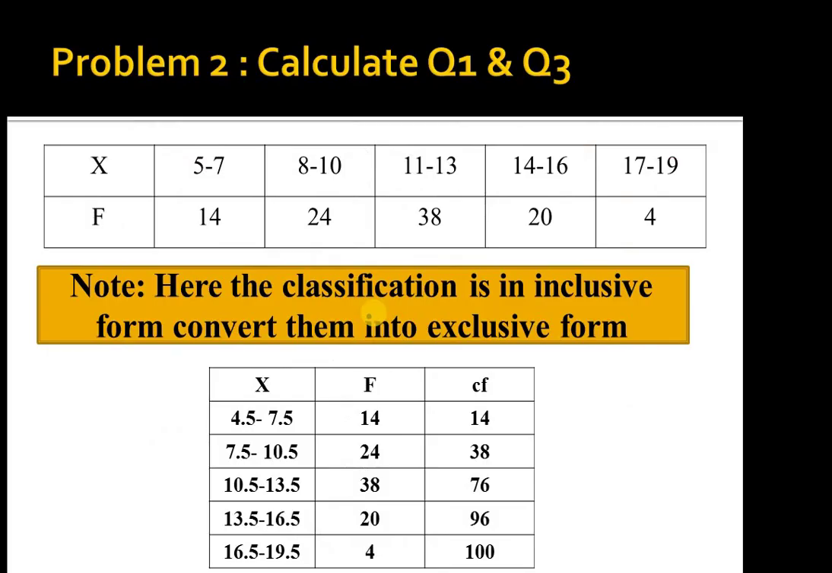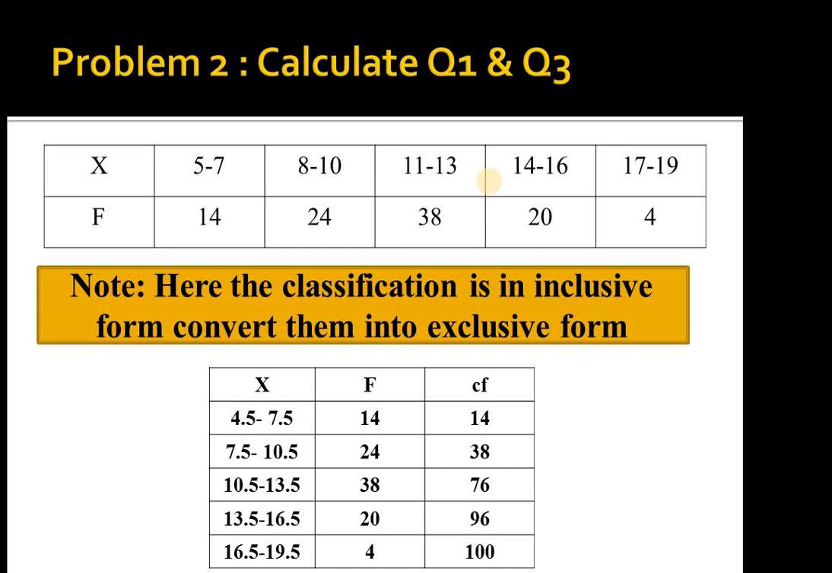Next, the next important thing: here the given data has class intervals 5 to 7, 8 to 10, 11 to 13, 14 to 16. This is a continuous series. Again, under continuous series, the given class interval is in inclusive form. What do you mean by inclusive form? The inclusive form is where we consider both the extremes, the lower limit and the upper limit, both are taken into consideration. That is inclusive form. We need to convert this inclusive form into exclusive form. Under exclusive form, we always consider only the lower limit; the upper limit will not be considered.